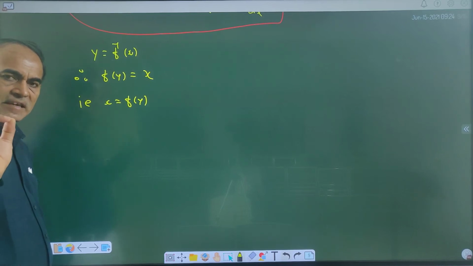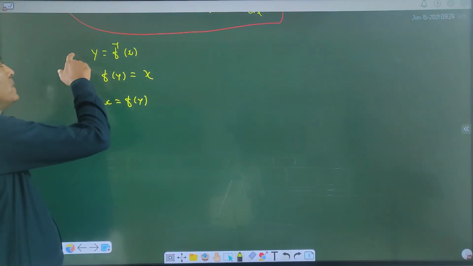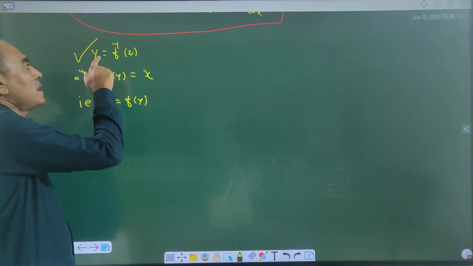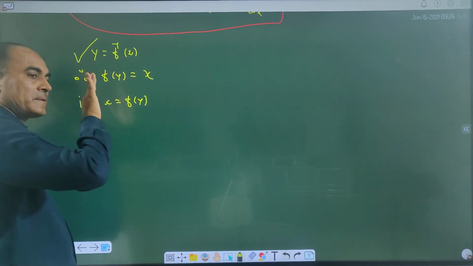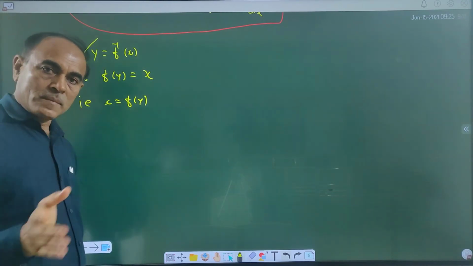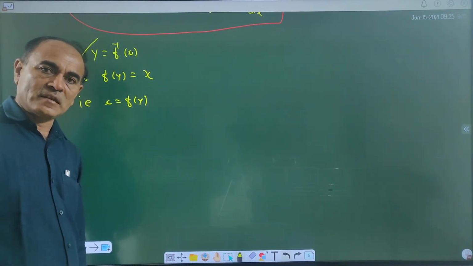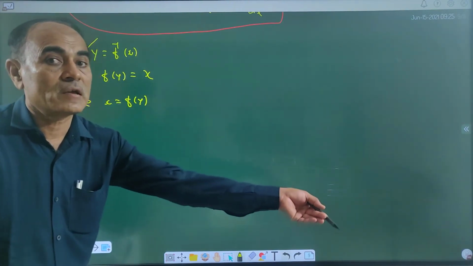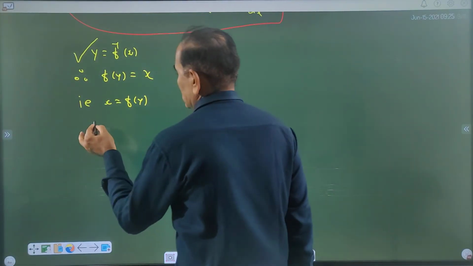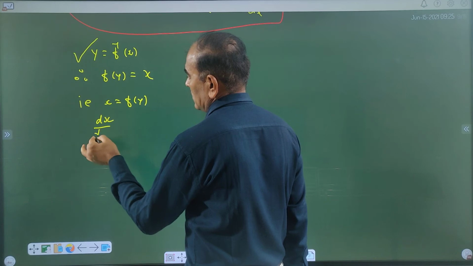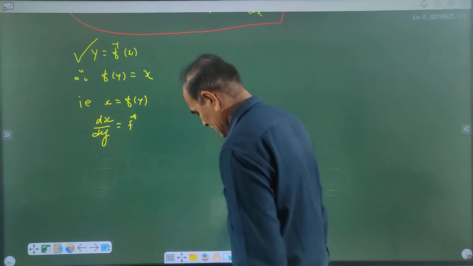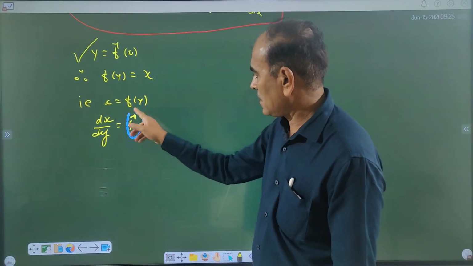Important things, please see here, everybody. A function is always differentiated with variable y with respect to variable x. That means the left hand variable is differentiated with the right hand variable. Whatever variable is given on the left hand side is differentiated with whatever variable is given on the right hand side. So here y is f of x. Now x is there, so x is differentiable with respect to y. That is f dash y.